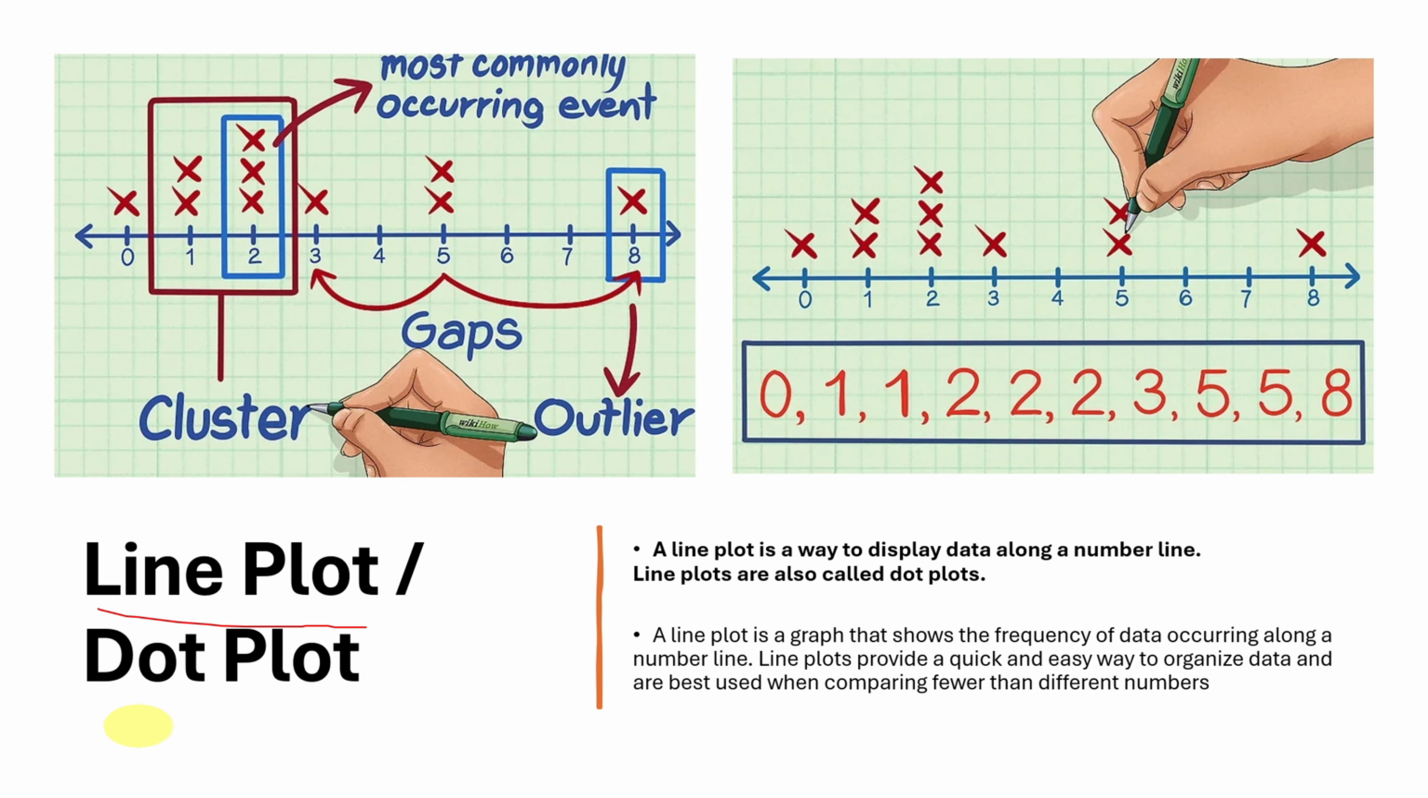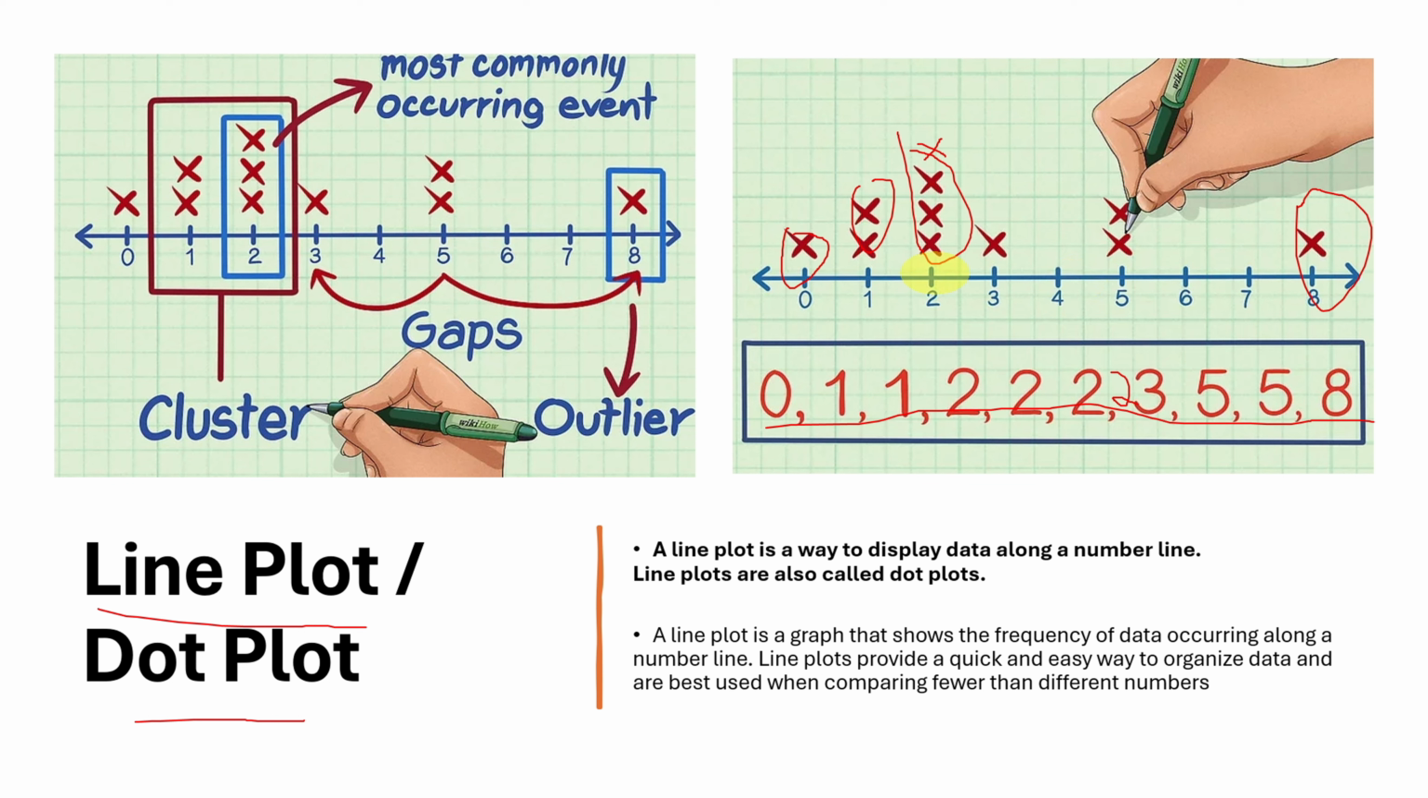Now let's discuss the line plot, dot plot, and how to do that. It's very simple to do. For example, this is your data set: 0, 1, 1, 2, 2, 2. So you create a line: 0, 1, 2, 3, 4, 5, 6, 7, 8. How many zeros do you have? Over here we have one 0. How many ones do we have? We have two ones. How many 2s do we have? We have three. So you basically put a cross. If I put another 2 over here, I'll put another cross over here. And then 3, 5, 5, 8. How many 8s do I have? One.